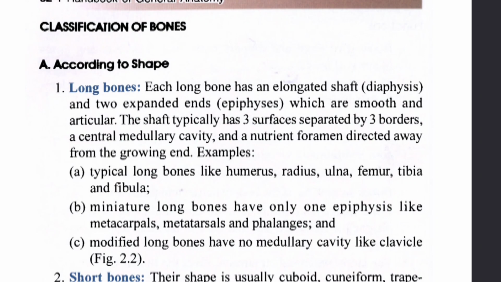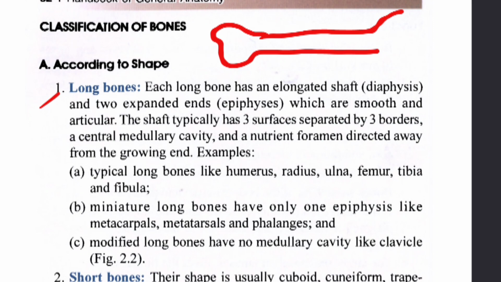So now we'll study the classification of bones, how bones are classified. There are different bases. First is according to shape. We talk about long bones. First is the long bone. You know the basic structure of the bone, it is kind of this.